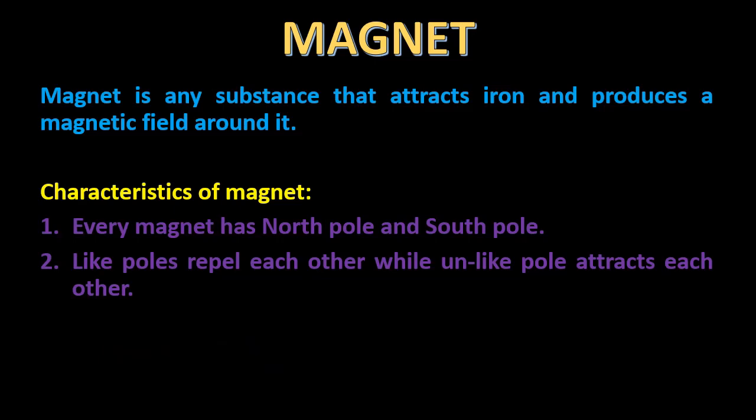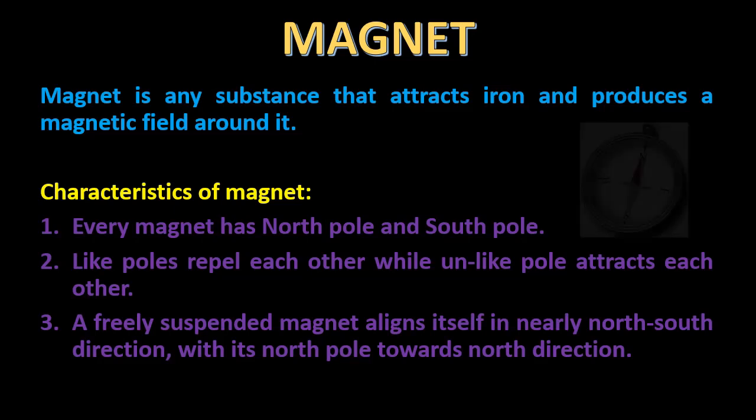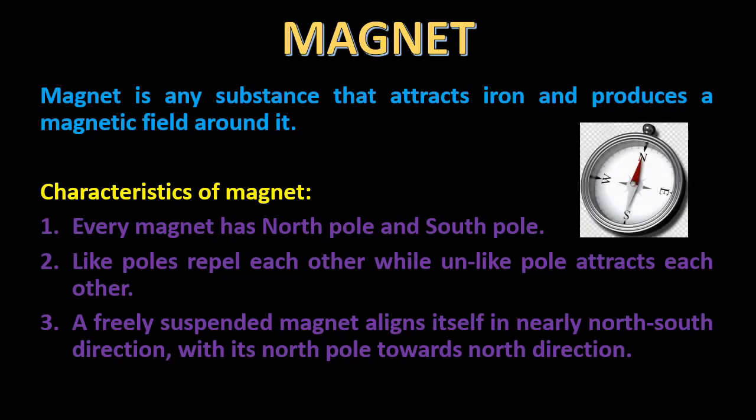Now we discuss the third characteristic of a magnet. A freely suspended magnet aligns itself in a nearly north-south direction, with its north pole towards the north direction. For a simple case, consider a magnetic compass. Inside this magnetic compass there is a magnetic needle. This red part is the north pole and this is the south pole.